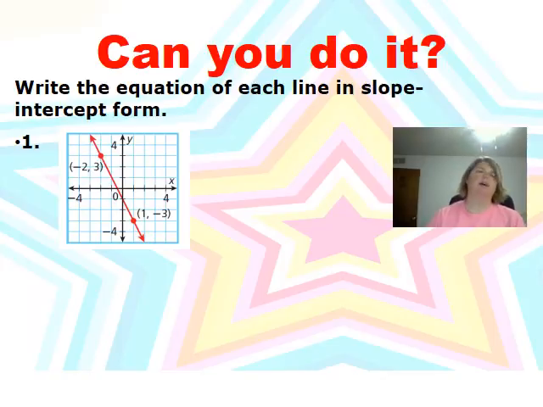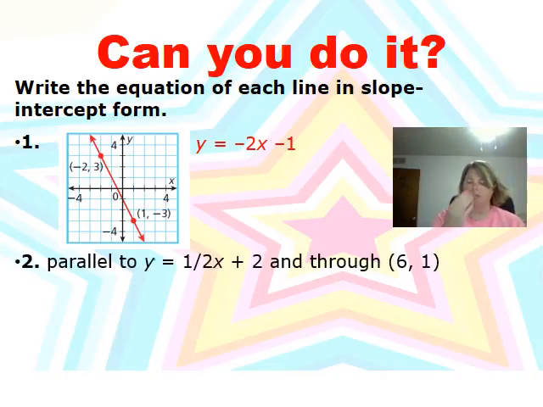All right, so now let's see if you can do this. Write the equation of each line in slope-intercept form. So stop the video, see if you got it, and then we'll check our answers tomorrow in class. Oh, I guess we're checking them now. I forgot to put the answers on here. So are you a winner?